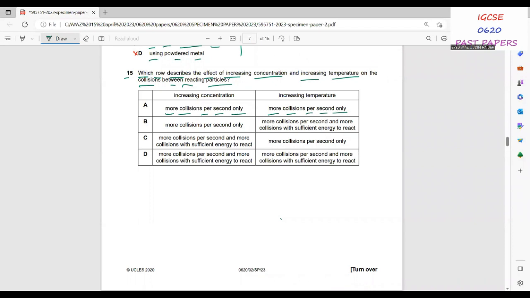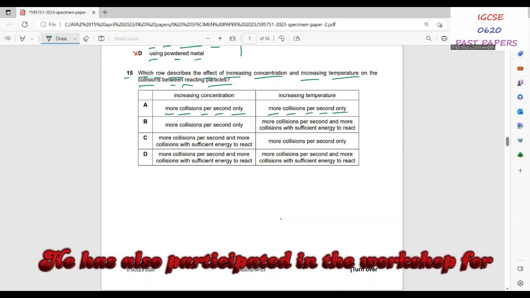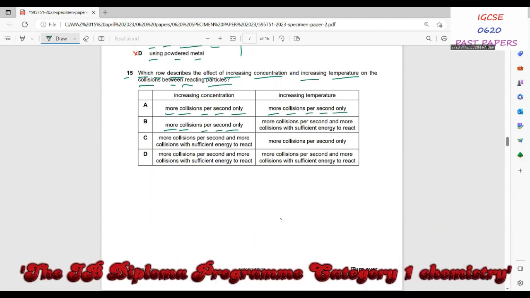You have more collisions and there must be sufficient energy to react. So see the other responses. B, more collisions per second only. This is also correct. Increasing temperature, more collisions per second and more collisions with sufficient energy to react. This looks correct to me. So B will be the right response for this question.